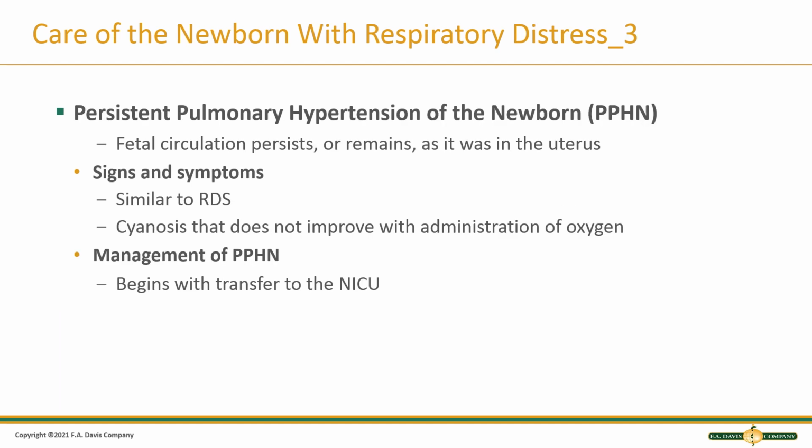Newborns that present with persistent pulmonary hypertension, it is as if the circulation did not change and they still have fetal circulation present and persisting as it was in the uterus. So the ductus arteriosus and/or the foramen ovale remain open. They do not close as expected, and it causes pulmonary hypertension. Now, the blood is shunted away from the lungs. The lungs have high pressure, and there's inadequate blood flow to the lungs for oxygenation.